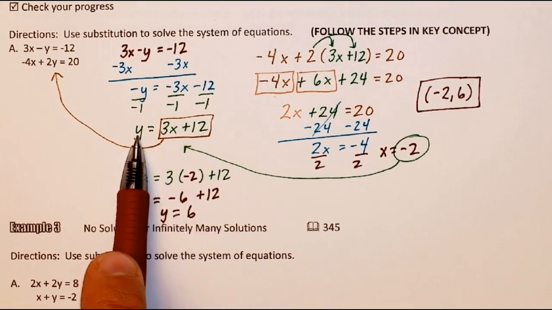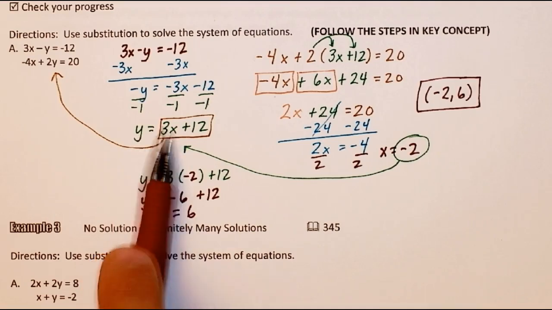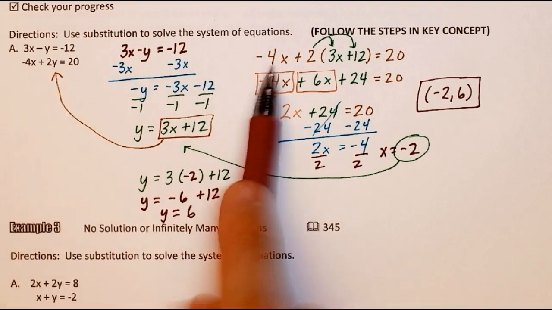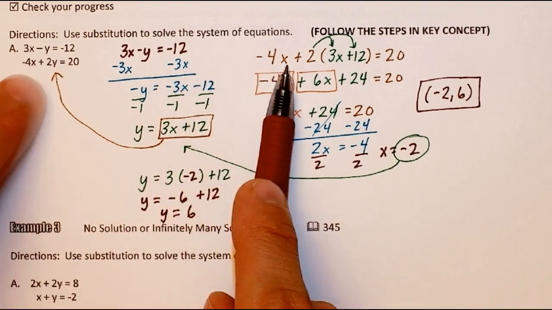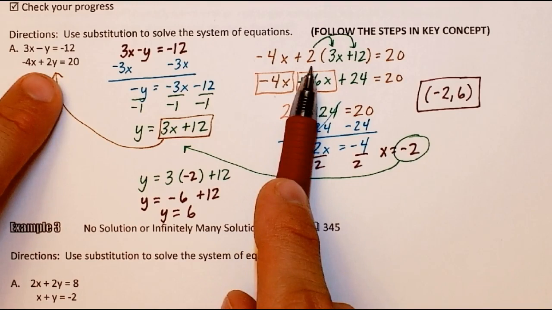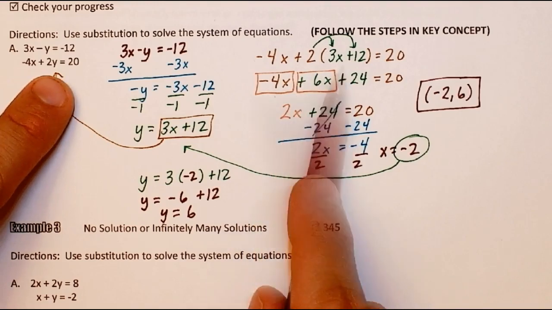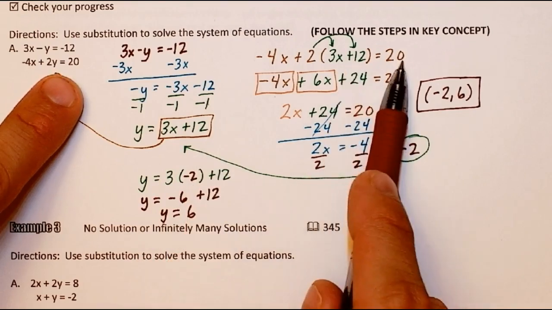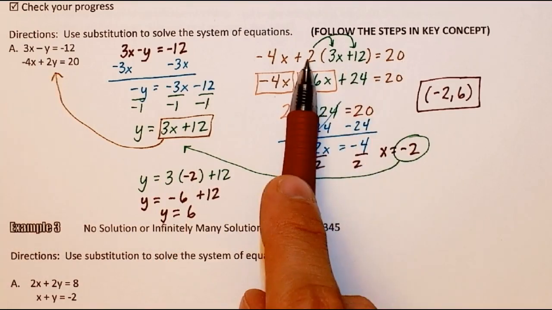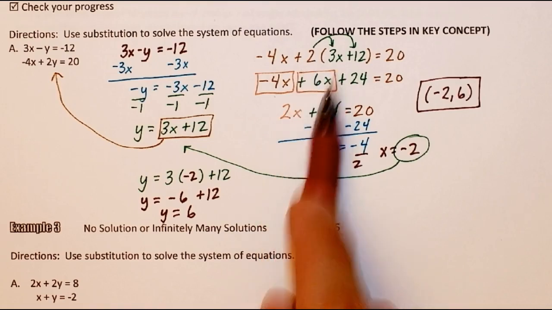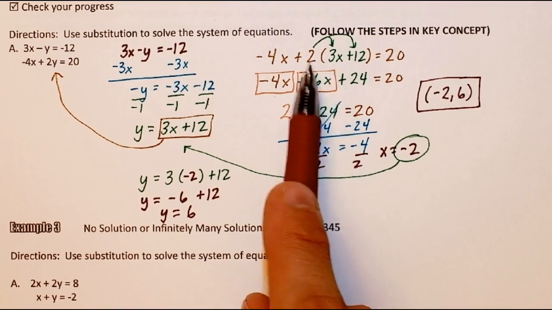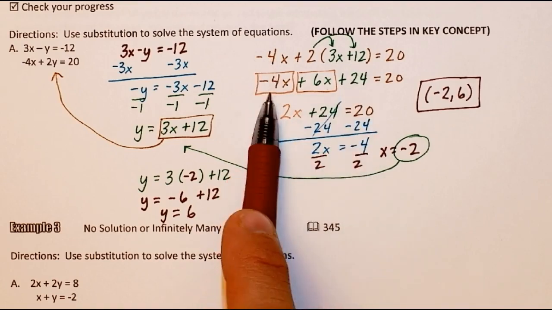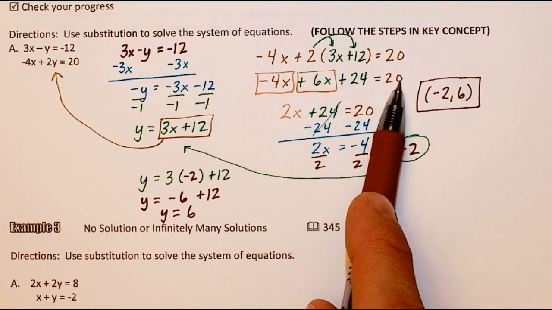Since y is by itself, I substituted in 3x plus 12 into the second equation for y. So negative 4x plus 2 times y, which we said was 3x plus 12, is all equal to 20. First thing I did here is distribute. 2 times 3x is 6x. 2 times 12 is positive 24. I brought negative 4x down, and that is all equal to 20.